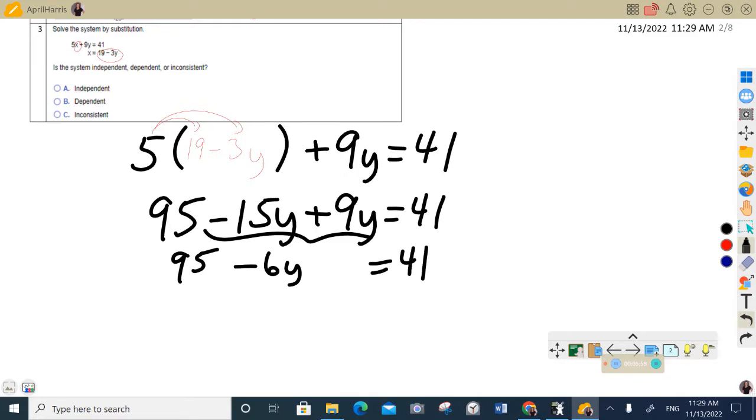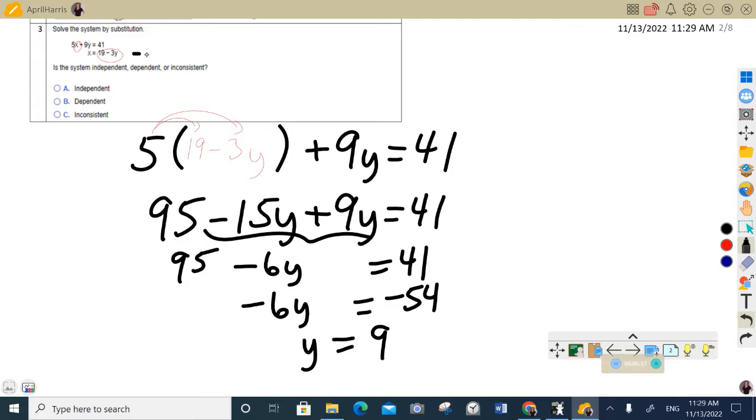And then I'm going to subtract 95 from both sides. So 41 minus 95, I get negative 54. And then I'm going to divide both sides by negative 6, and I get a positive 9. So now we know what y is. We've got to find x.